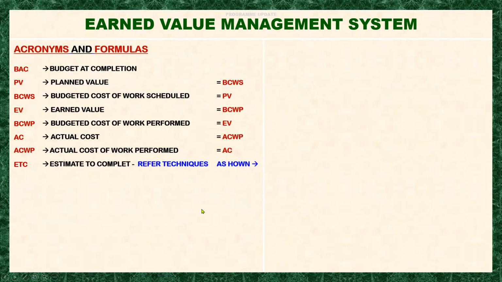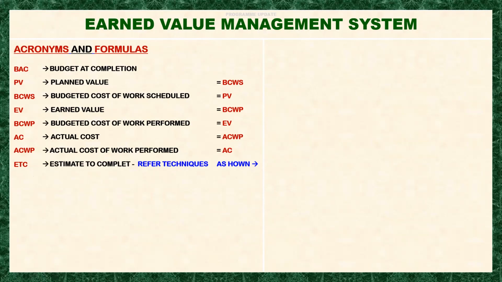I just forgot which organization groups are using PV, EV, AC. And the other organization groups are using BCWS, ACWP, and BCWP. Okay, so ETC is the estimate to complete.